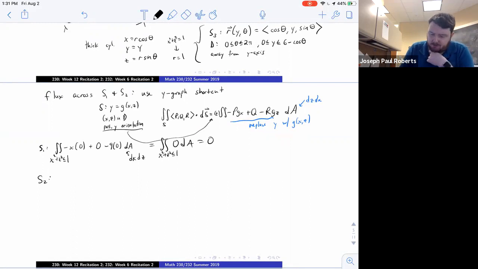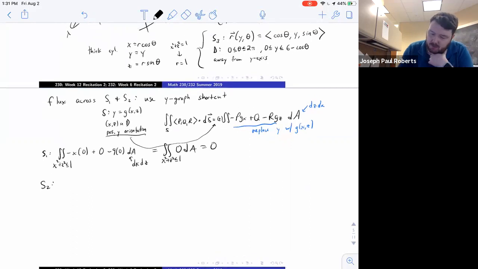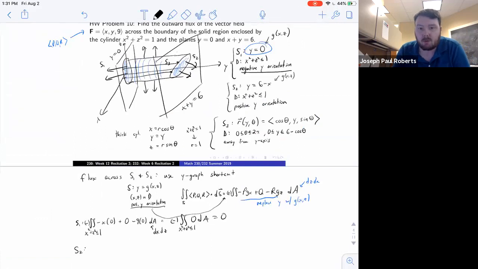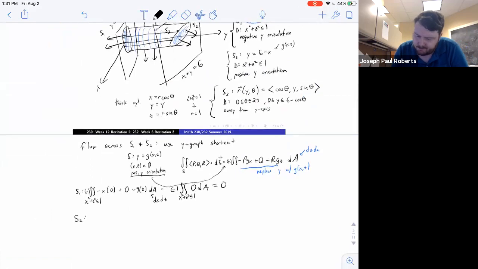And I guess it doesn't make a difference because minus 0 is still 0. But remember, S1 has negative y orientation, so I have to put a minus out front here.